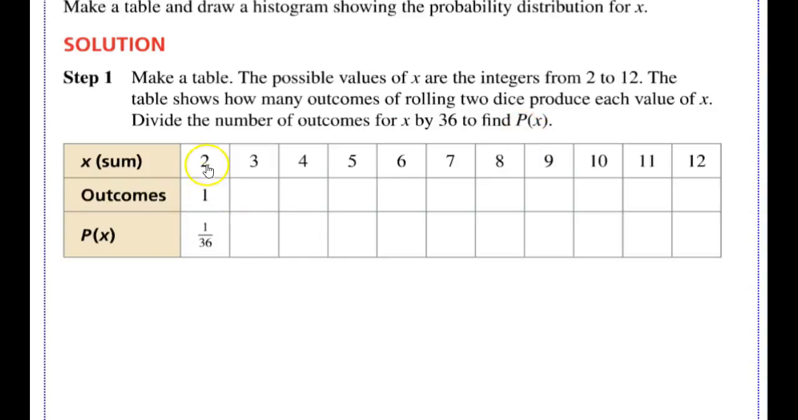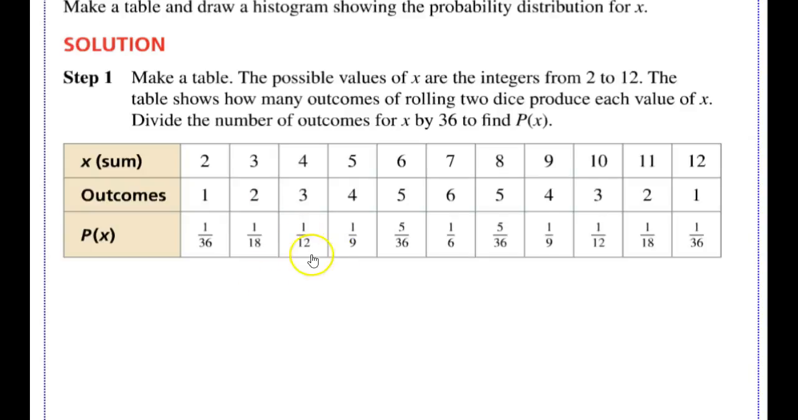So there's one outcome where I can get a sum of 2, right? Both of my dice have to be 1. So that's 1 out of 36. There's 2 possibilities where I can get a 3, and so on, and I continue to fill out my table, and I divide that number by 36, and then I simplify my fraction. You'll notice if I was to add all of these fractions up, the total would equal 1. So here's my probability distribution.